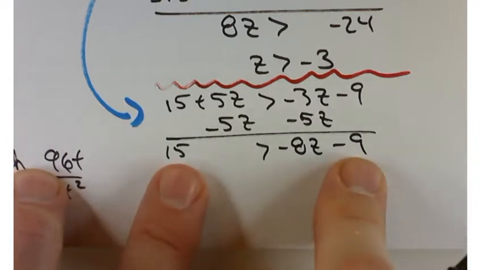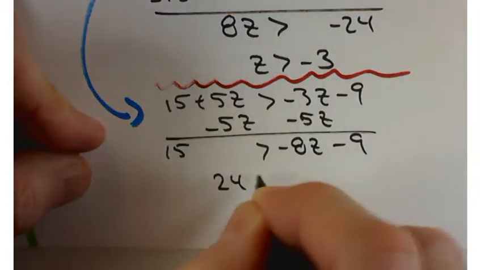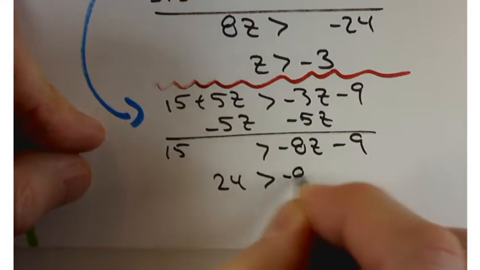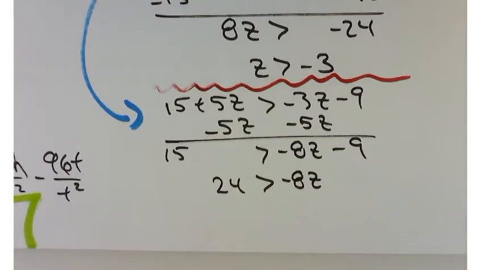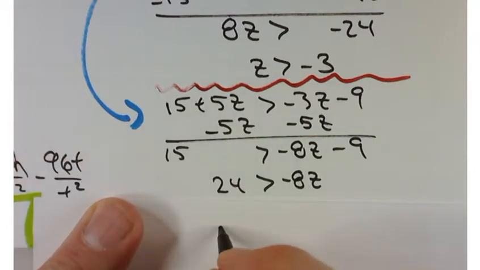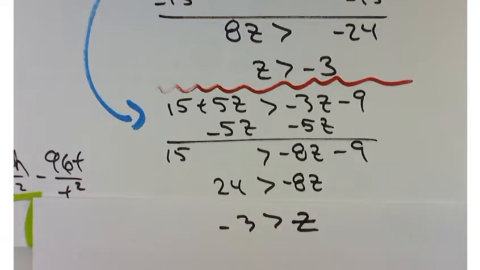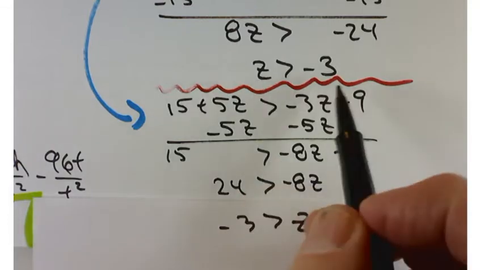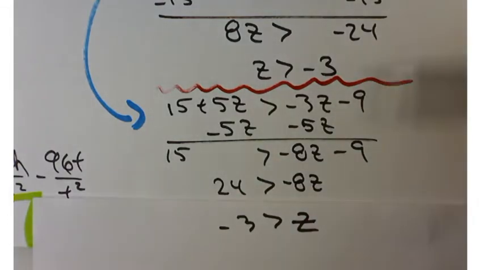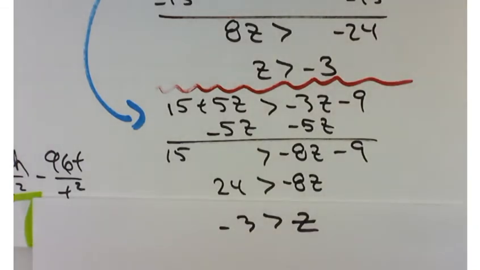If I add 9 to both sides, I end up with 24 is greater than negative 8z. And if I'm not too careful and just divide by negative 8, I get negative 3 is greater than z. And that doesn't look right. Because here z is smaller than negative 3, and here z is bigger than negative 3. How come I'm not getting the same answer in both cases? Adriana, it seems like you're chomping on the bit. You want to tell me the answer? Go ahead.